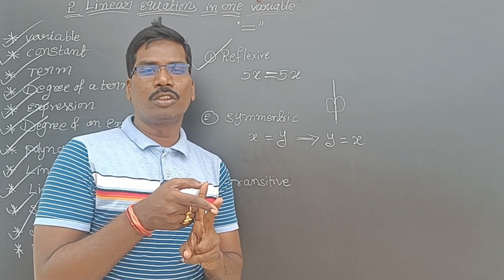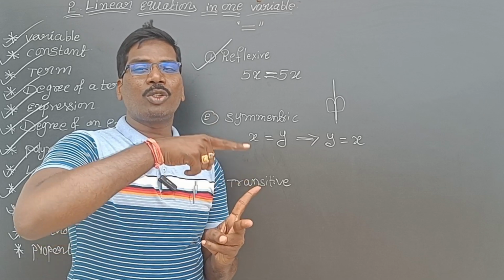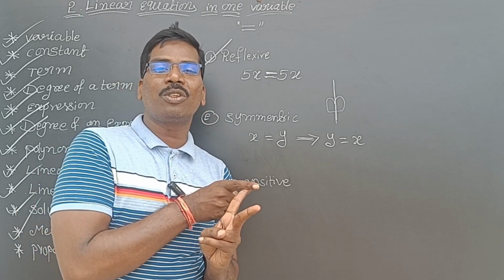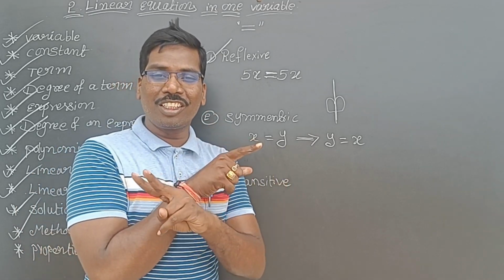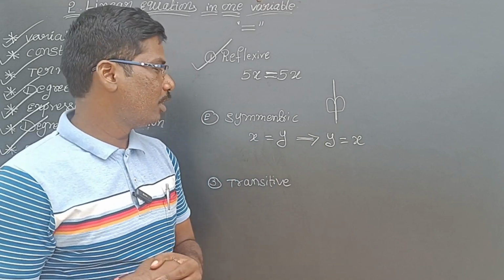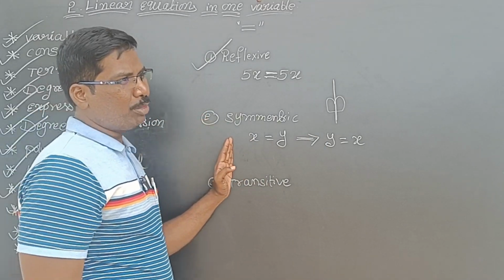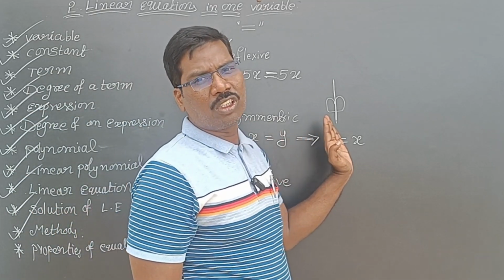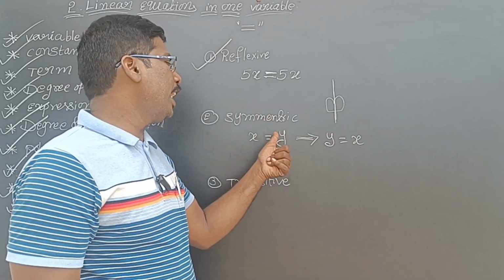Don't say boy and girl. If a boy is a brother to a sister, then the sister is not a brother to the boy, isn't it? So that fails for a boy and a girl. See here, symmetry: if the first number is equal to the second number, then the second number is equal to the first number. That is called the symmetric property in equality.